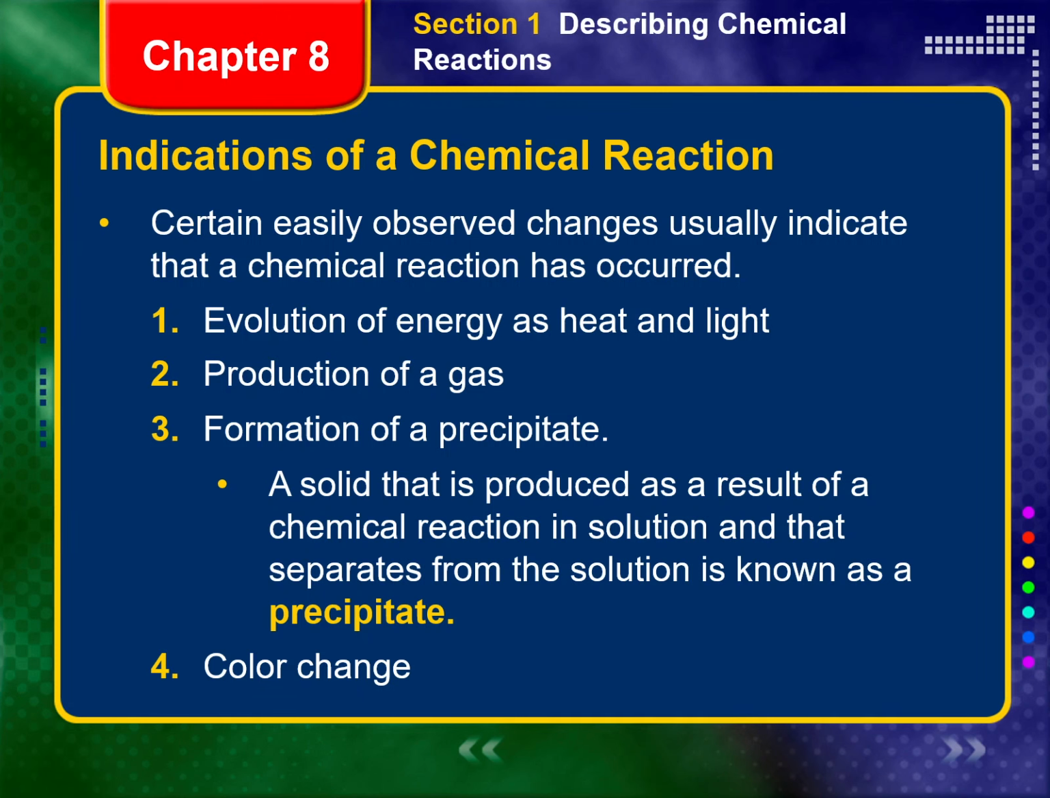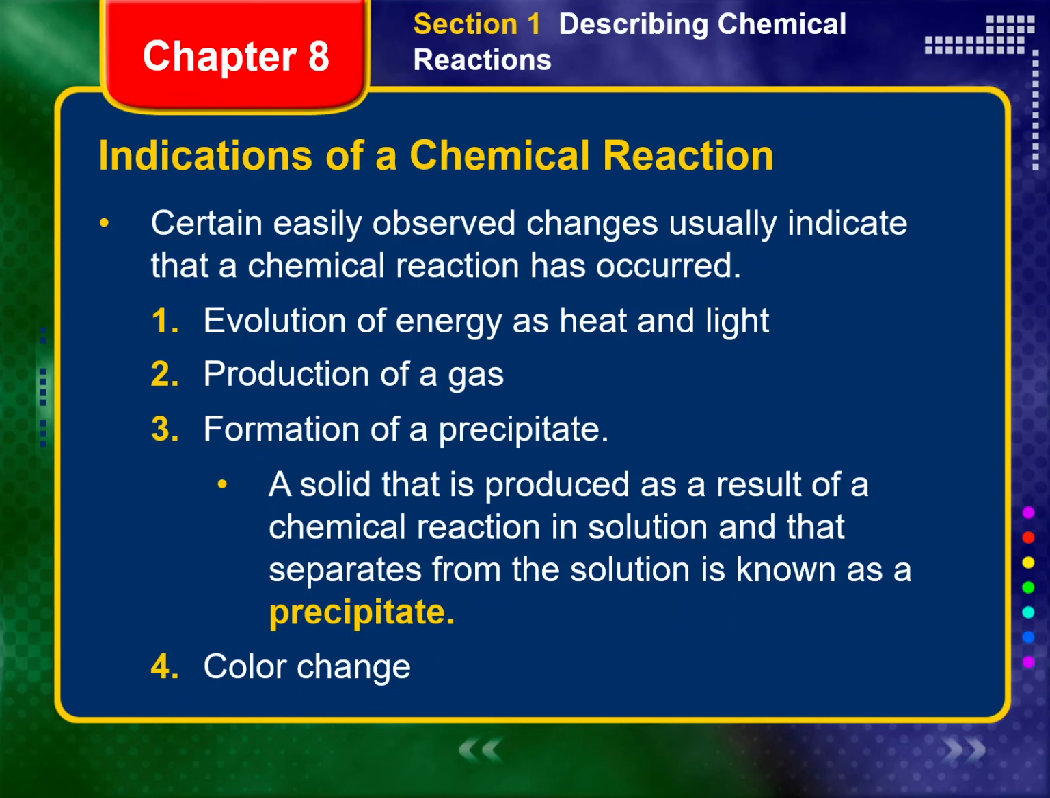To know for certain that a chemical reaction has taken place requires evidence that one or more substances have undergone a change in identity. Absolute proof of such a change can be provided only by chemical analysis of the products. However, certain easily observed changes usually indicate that a chemical reaction has occurred.